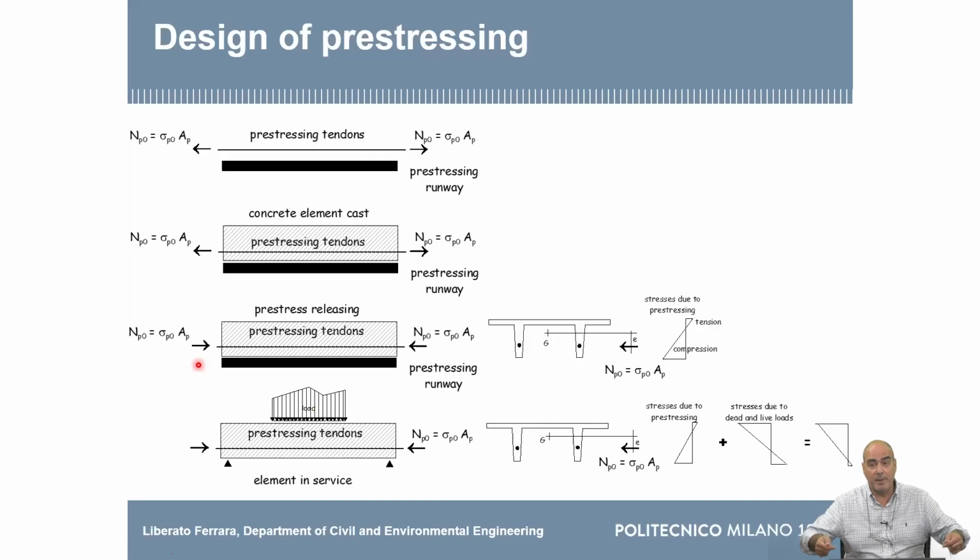You apply a compressive force, but you do not apply it at the centroid of the cross-section. You are applying it towards the bottom part. What does a compressive force in the bottom part of an element do? It tends to bend up the element. So as soon as you release the pre-stressing, your element does this.